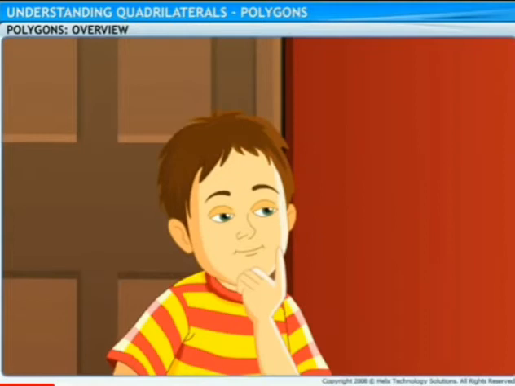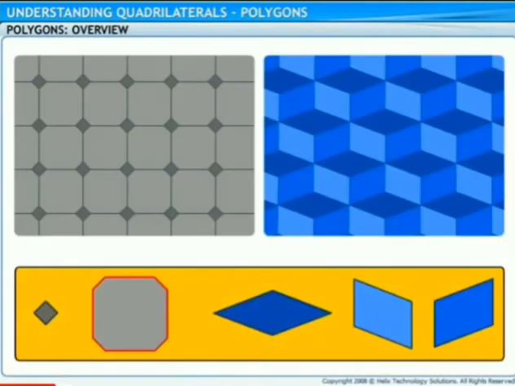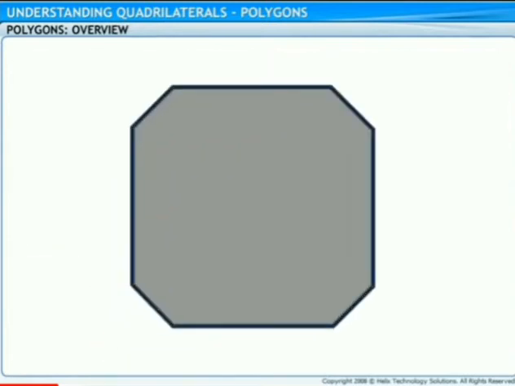What is an octagon? The octagon belongs to the family of polygons. It is a simple closed figure made up of 8 line segments. Come, let's learn more about polygons. First, we will learn how to classify polygons.